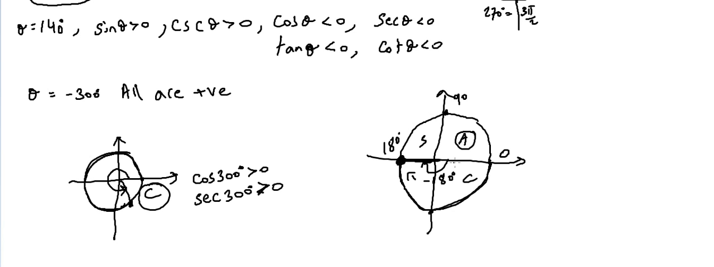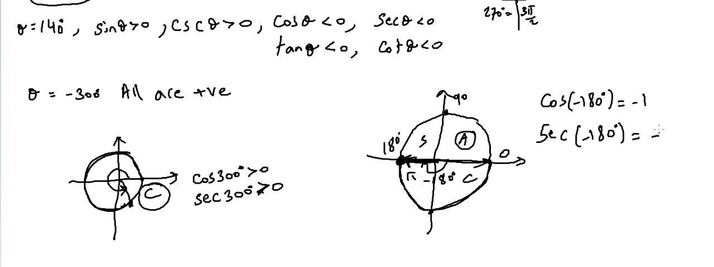We know that cosine of 0 is 1. It's on the x-axis, radius 1. So the cosine of negative 180 degrees is minus 1, because it is on the x-axis in the opposite sense, radius 1. So what is the secant? Secant of negative 180 degrees is 1 over cosine, so it's also minus 1. Both are negative values.